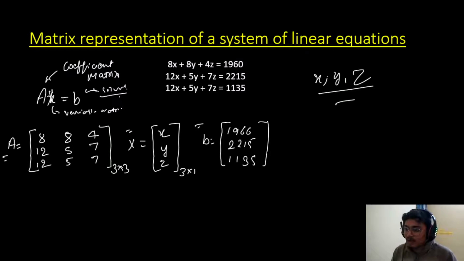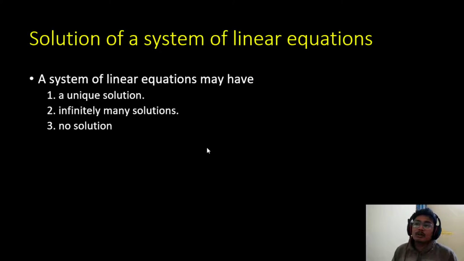Now let's move toward our next topic, that is the solution of a system of linear equations. What is the solution of a system of linear equations? We know that we have three types of solution: a unique solution, infinitely many solutions, and no solution. These are the types of solution we can get.